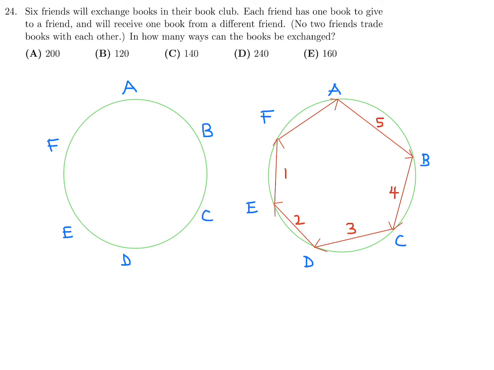So there's 1, and then F by default has only 1 person to give a book to. So this is the total. To figure out the total number, you have to multiply them: 5 times 4 times 3 times 2, and then times 1, but that doesn't affect the product. And this is 120. So from the first scenario, you get 120. That takes care of case number 1.